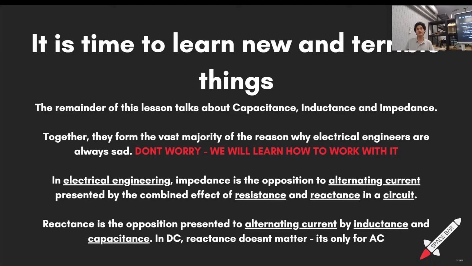Just for your initial FYI, impedance is the opposition to alternating current, and it's basically the combined effect of resistance and reactance. Reactance is the combined effect of inductance and capacitance, and that's all I care about for now. I just want you to know resistance, inductance, and capacitance. These are magic words for now. Don't worry about what they mean yet. These contribute to impedance, which is like the sadness. Any questions? There are three components of sadness. Now we will learn about them.